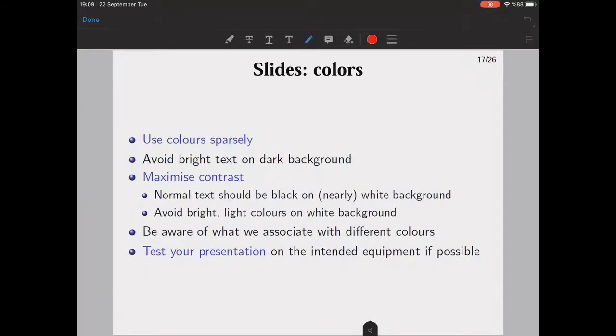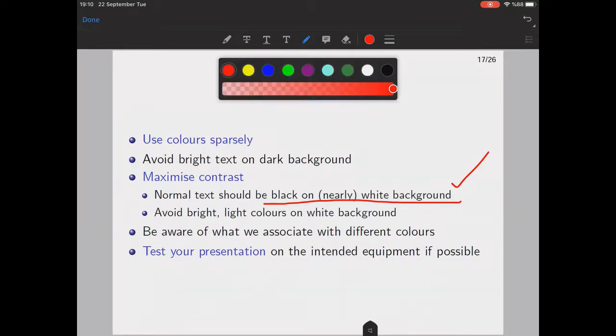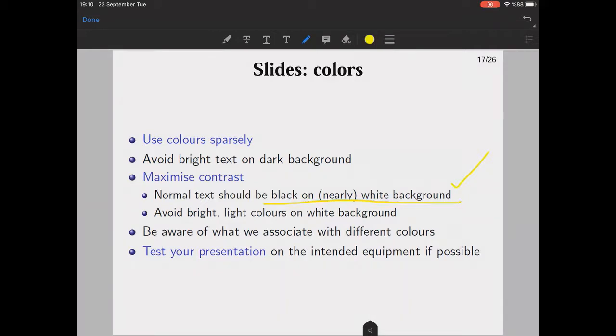And the color uses, use colors sparsely. I mean, choose a few colors, and avoid bright text on dark background. It would be harder. And you should maximize contrast. Normal text should be black on nearly white background, so it's something I do here. And avoid bright light colors on white background. As you see, if I make a mark here with this, it would be harder to understand. So, I should prefer darker colors here. That's the idea.